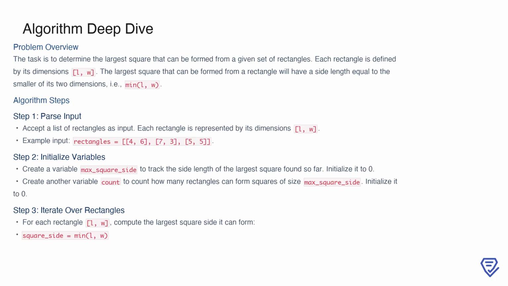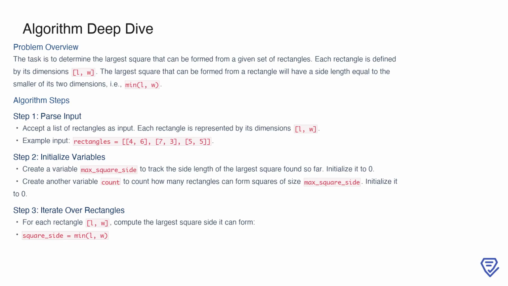To do this, we first need to understand that each rectangle is defined by two dimensions, its length and width. The largest square that can be formed from a rectangle is limited by its smaller dimension, which is why we calculate the square side as min(L, W). Our goal is to count how many rectangles can form a square of the largest side length among all rectangles.